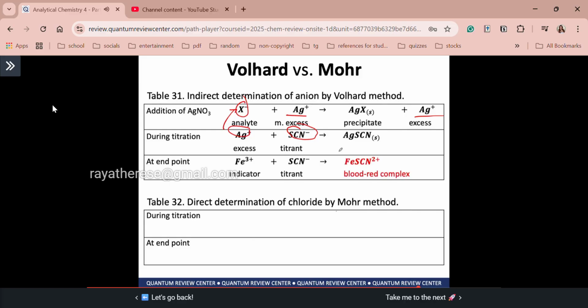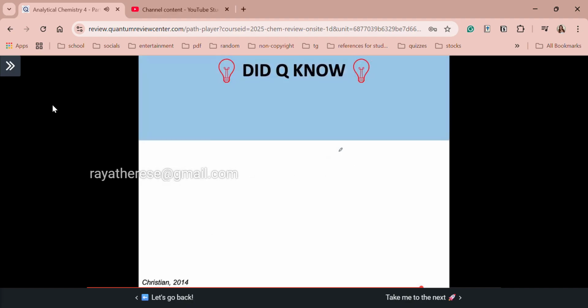Then for Mohr, you saw it in the video, it's direct. Chloride reacts with silver, and when all the chloride is used up, it will now react with chromate, the indicator. See, that's how easy Volhard and Mohr are. Now, we have a did-you-know about the Mohr method. They were German chemists, class: Jacob Volhard and Karl Friedrich Mohr.